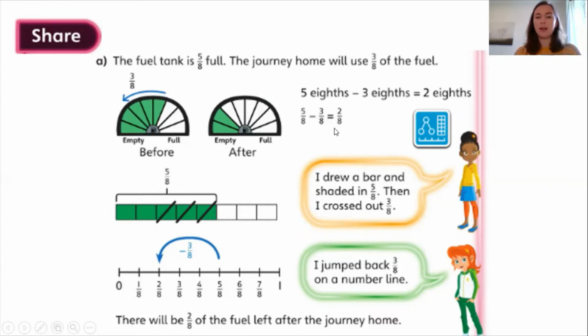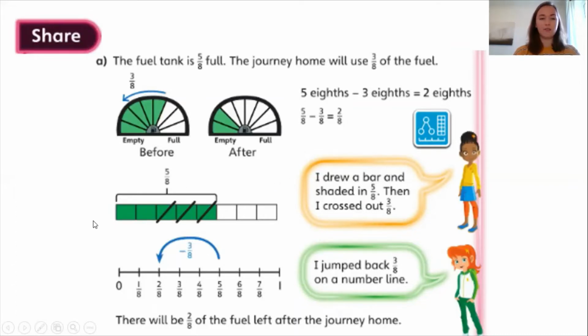Notice that the denominator stays the same. Just as with addition, when we're doing subtraction with fractions, the denominator stays the same. What has changed is the numerator. So 5 take away 3 is 2.